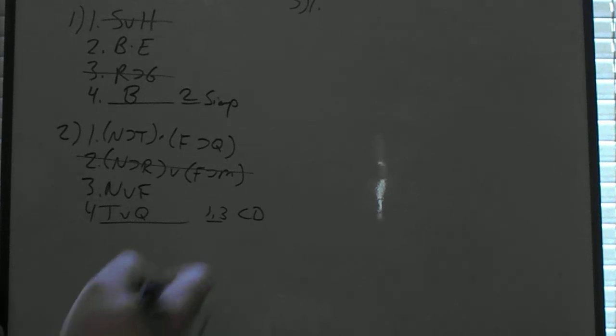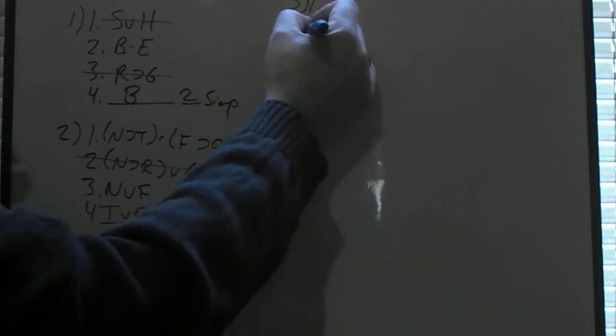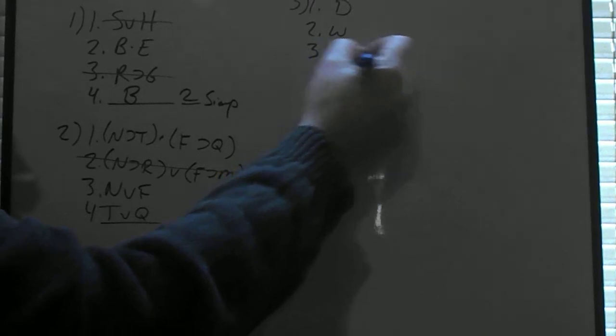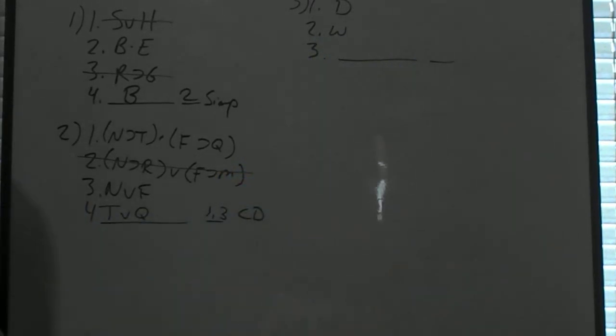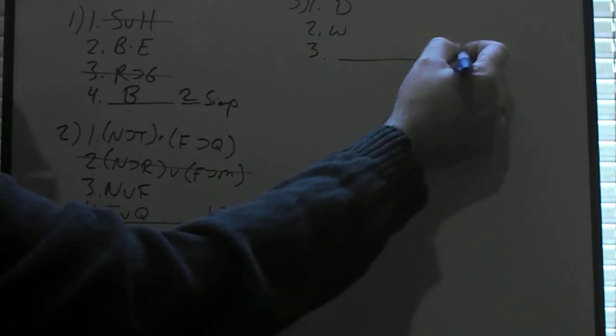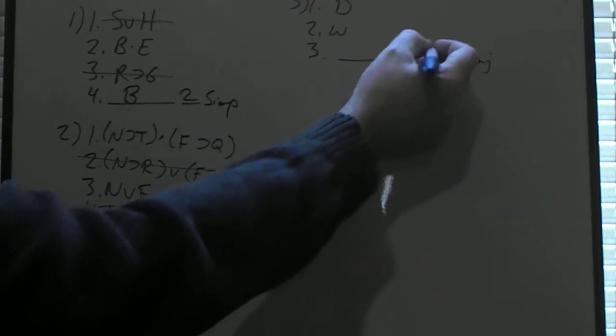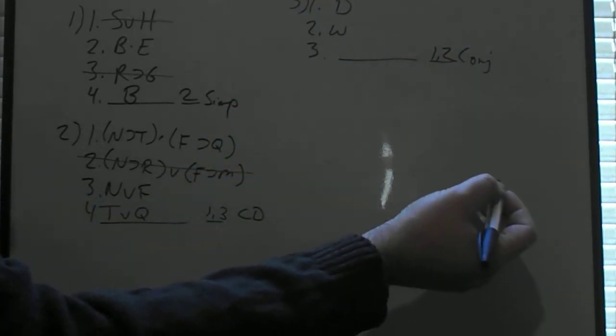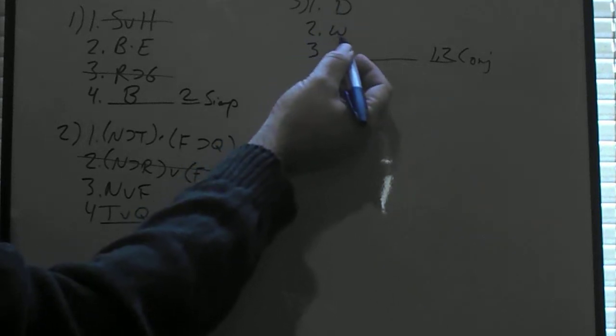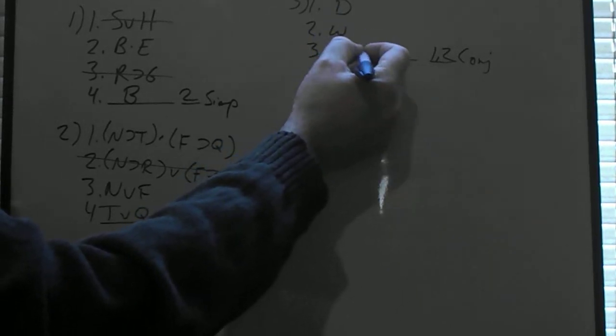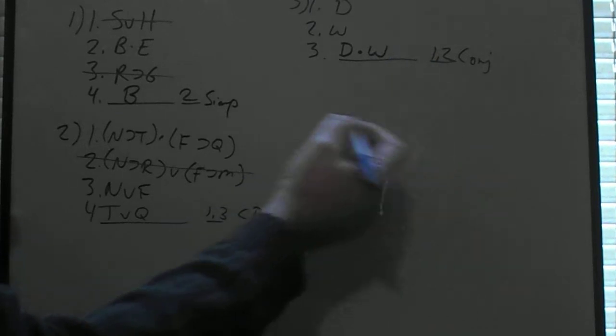Number 3, we've got D, we have W, and we're supposed to do a conjunction. Well, it doesn't get much easier than that. We're only given 2 lines, so we know we're going to use lines 1 and 2. Conjunction, you take those 2 lines, use the dot to join them together. It becomes D dot W.